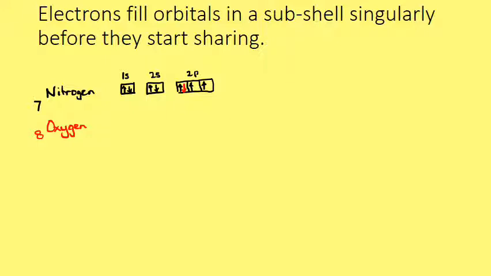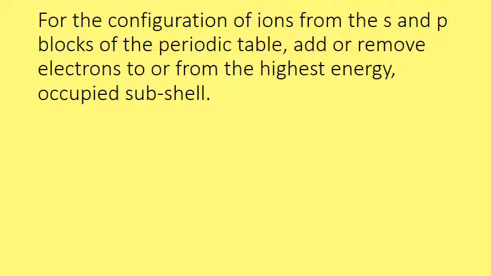We've got one more rule to cover before you know exactly how to work out electron configurations. That's on the next slide. And our last rule is this, and it sounds a bit more complicated than it is. When we do a couple of examples, you'll see how simple this really is. But anyway, let's read it out. So for the configuration of ions from the s and p blocks of the periodic table, we're going to add or remove electrons to or from the highest energy occupied subshell.